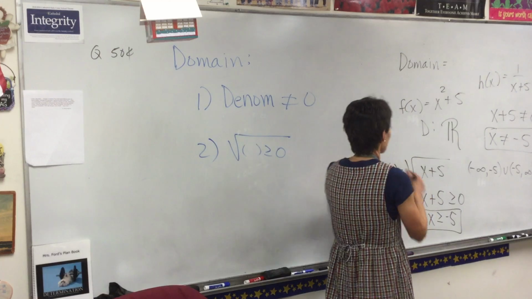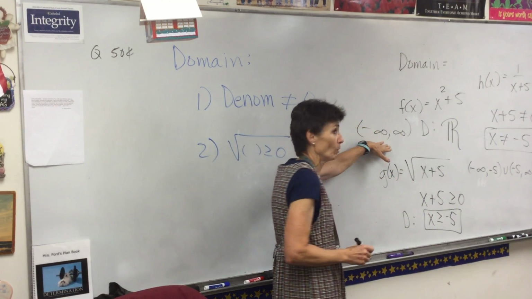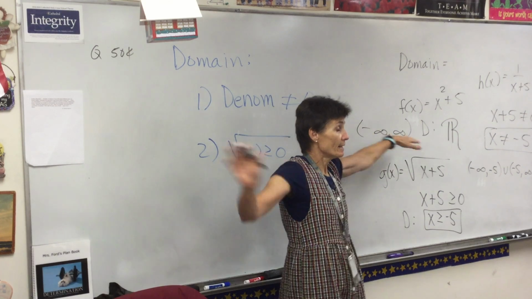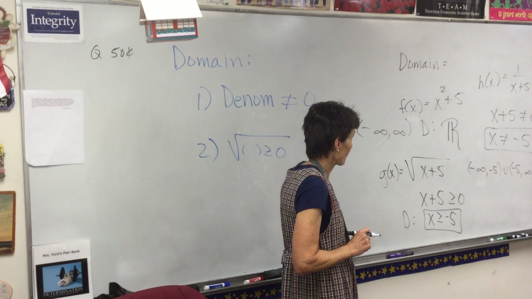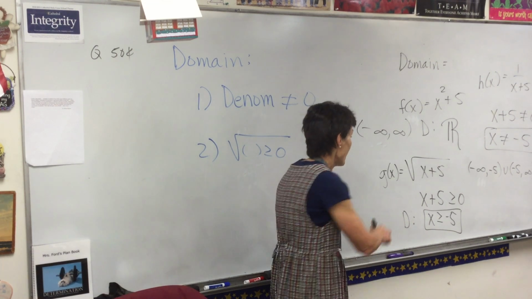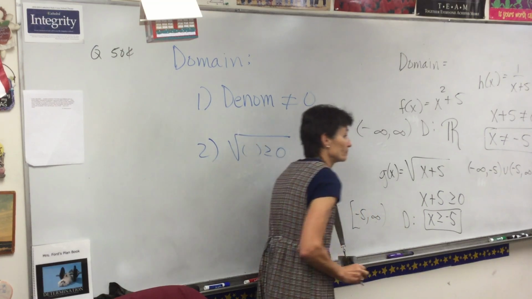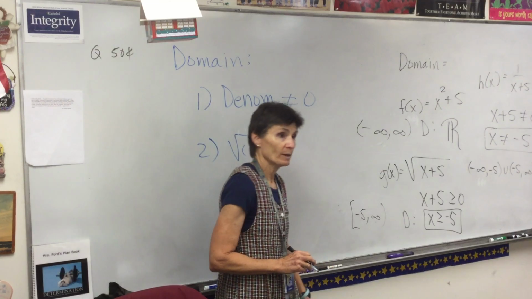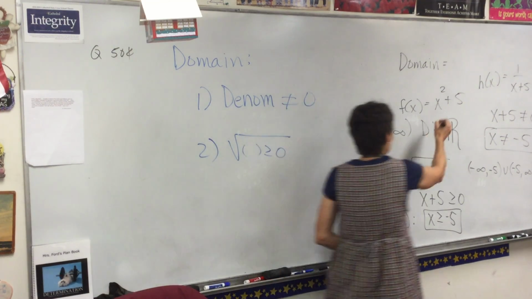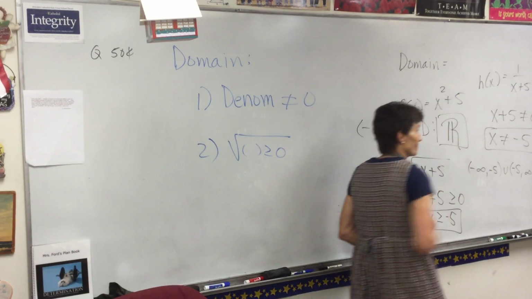Just like instead of saying all real numbers, we rewrite it like this. That's the formal way of saying all real numbers: -infinity to +infinity. And this one, the formal way would be this. Start at -5 and go all the way to +infinity. But I'm okay, totally okay, with this and this and this.